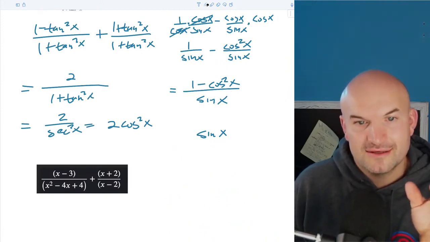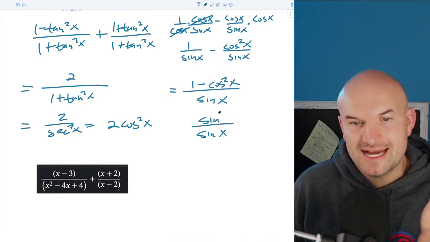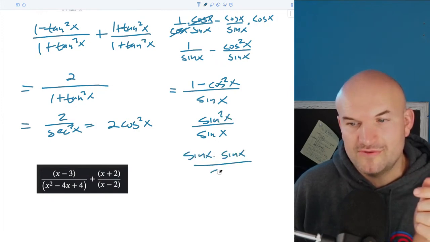So this 1 minus cosine squared, guys, is equal to sine squared of x. Now, again, to understand what that would be is sine squared of x all over sine squared of x.